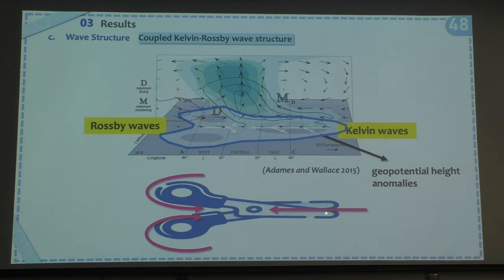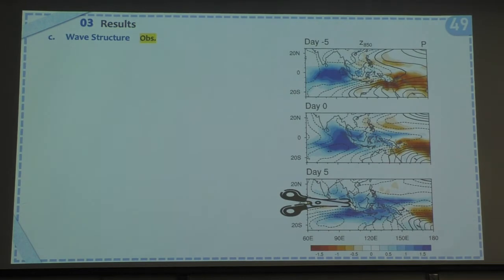So the low-level easterly wind and westerly wind will converge over here to induce the Andrew deep convection. I will use the scissors to represent the Andrew structure and show you scissors anywhere later. This figure shows precipitation in shading, and the contour is the low-level geopotential height in observation at day -5, day 0, day 5. Day 0 represents the Andrew strongest convection appearing in the Indian Ocean region.